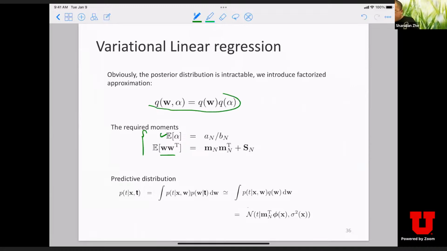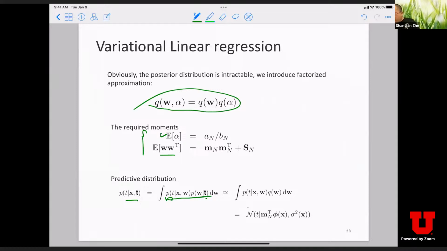Once you have obtained this variational approximation of the joint distribution of W and alpha, we can plug it into our predictive distribution. According to the definition of the predictive distribution, you're going to need the marginal posterior distribution of W given the data T, and then multiply with the likelihood, and then you marginalize out W.